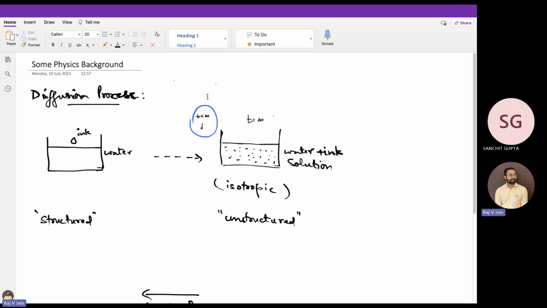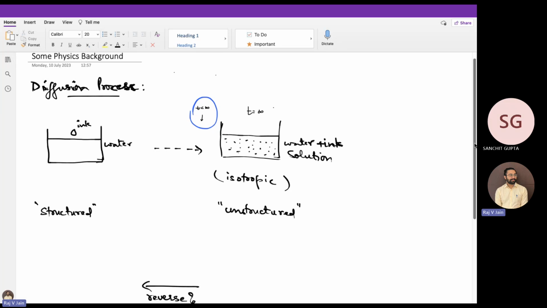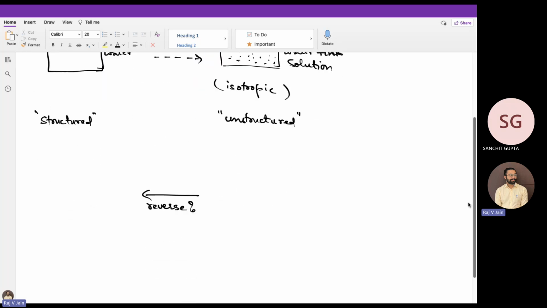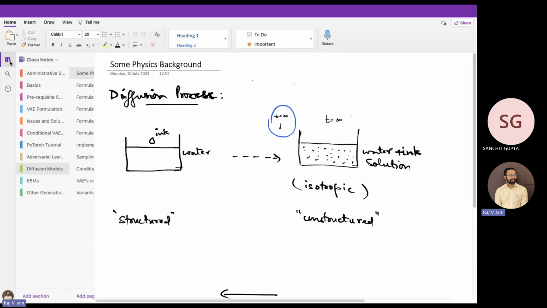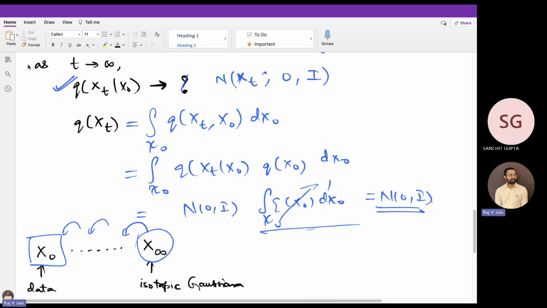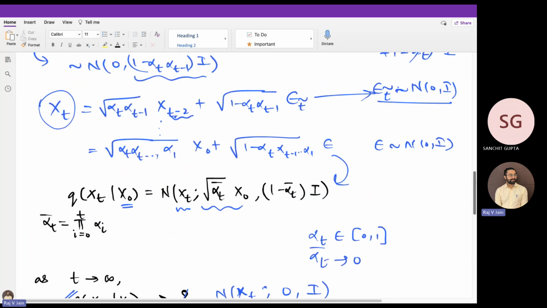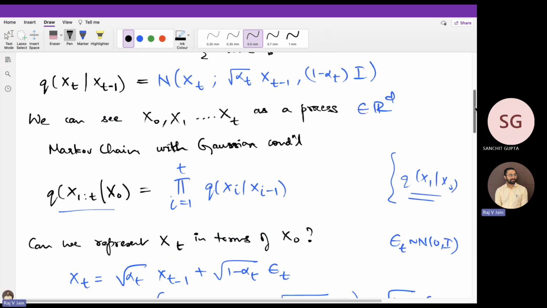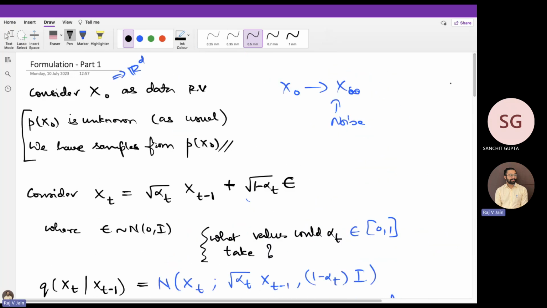So we gave some intuition from physics about what a diffusion process is, and how that could be used in our usual thought process of modeling a data distribution. Two things are very similar to a diffusion process. One is something called the forward process, where we go from the data, which is mentioned here as x0, to something called x infinity, which is pure noise.